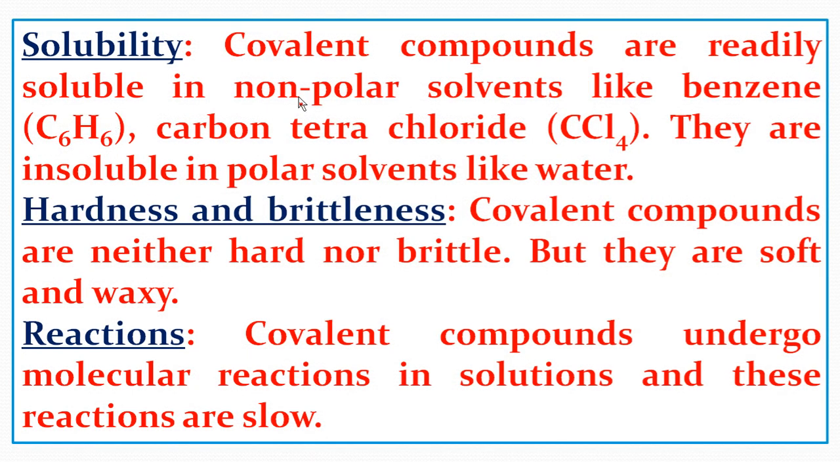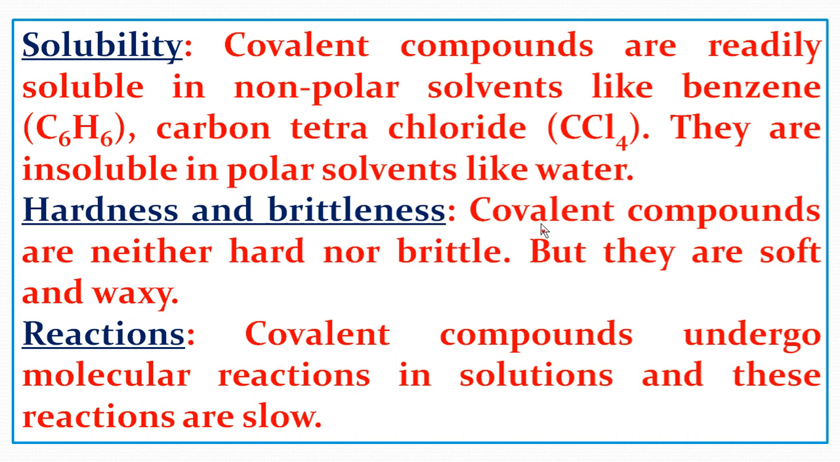Then solubility. What are covalent compounds? Tell some examples of covalent compounds. Nitrogen, oxygen, methane are readily soluble in non-polar solvents. Non-polar solvents means like benzene, C6H6, or toluene or carbon tetrachloride, CCl4. They are insoluble in polar solvents like water, H2O. So, they are only soluble in non-polar solvents like benzene or carbon tetrachloride.